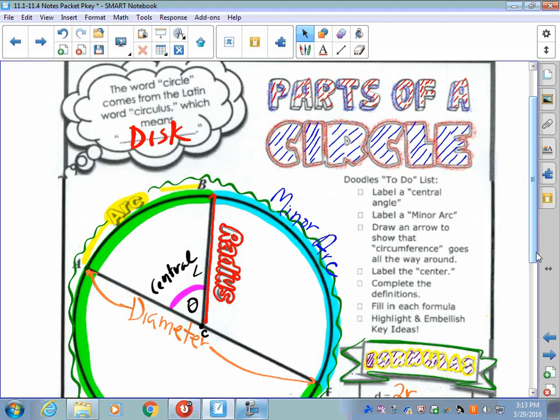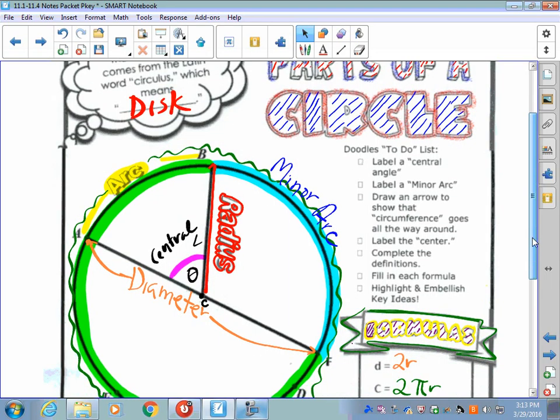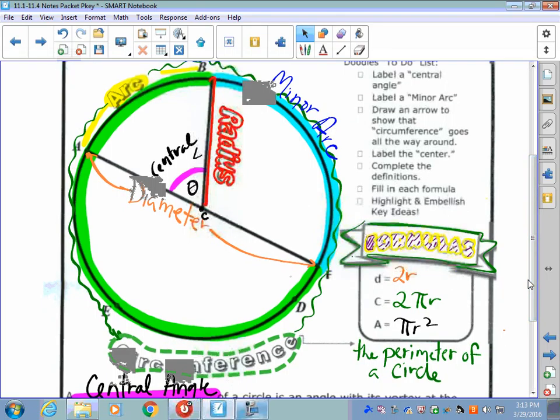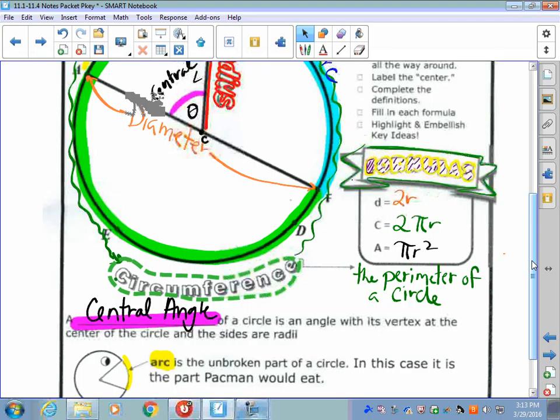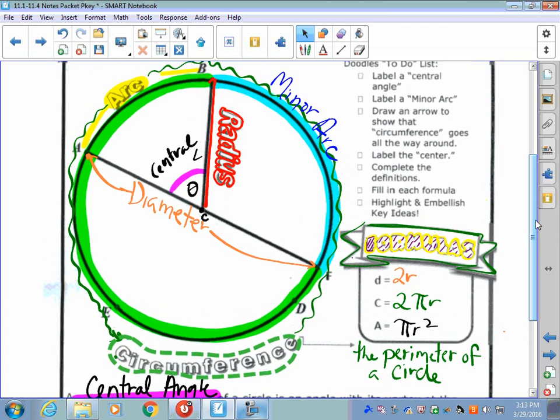All right, so basically your doodle to-do list says first label a central angle. I did that, and I wrote the definition because you need to make sure you complete definitions. So underneath the circle is the definition of central angle. A central angle of a circle is an angle with the vertex at the center and the sides are radii. Mine was purple. It doesn't have to have the same color scheme, but you need to draw the arc and you need to label inside central angle and theta, which is the symbol that we use for the measure of an angle.